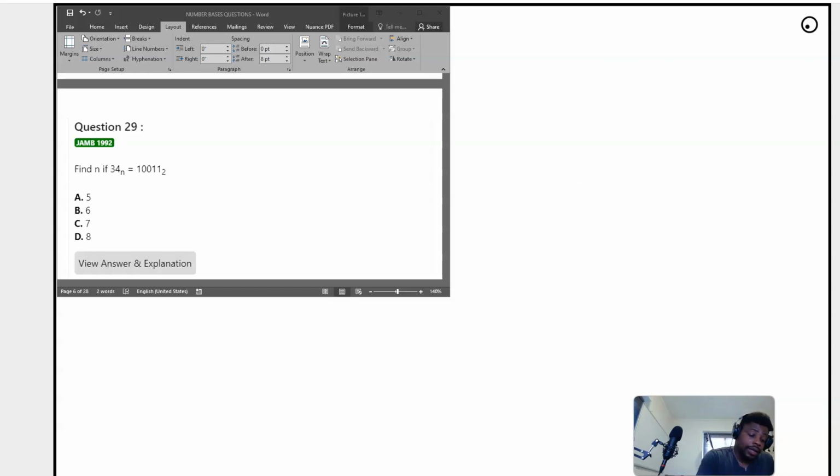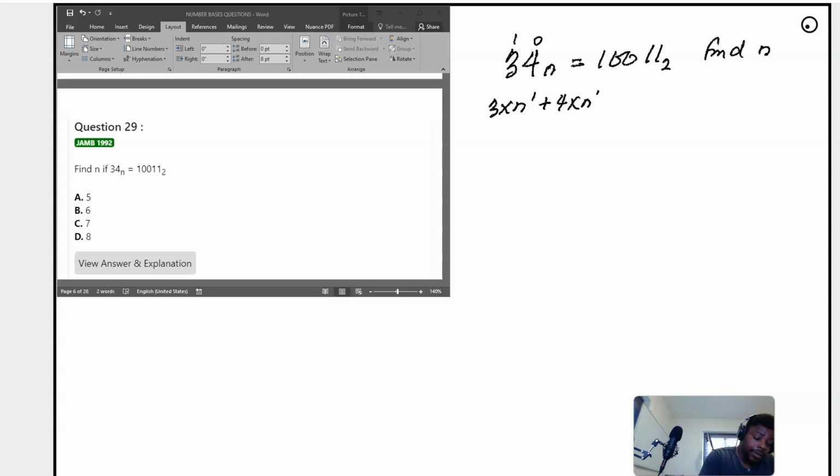So the next question here, 34 base n is equal to 10011 base 2. We are looking for n. So let's convert to base 10. Okay, 3 times n raised by 1, 4 times n raised by 0. Let's convert this to base 10 in the fastest way. 2 times 0, 0. 2 times 1, 2 plus 0, 2. 2 times 2, 4 plus 0, 4. 4 times 2, 8 plus 1, 9. 9 times 2, 18 plus 1, 19. That is 19 base 10.